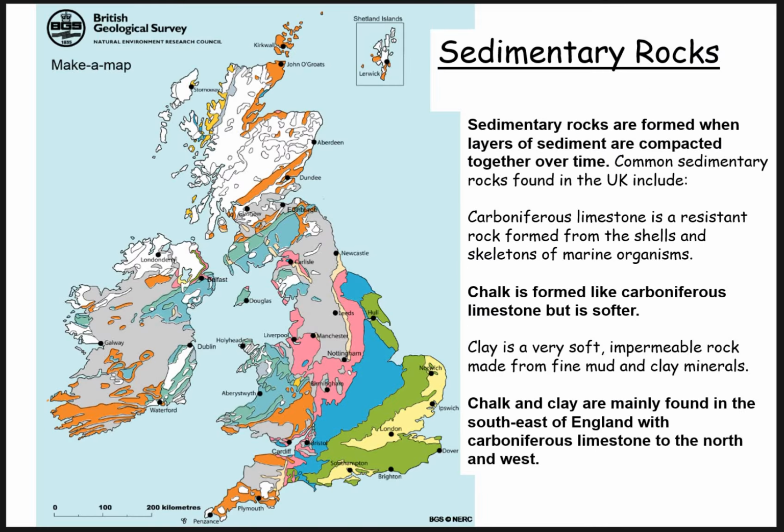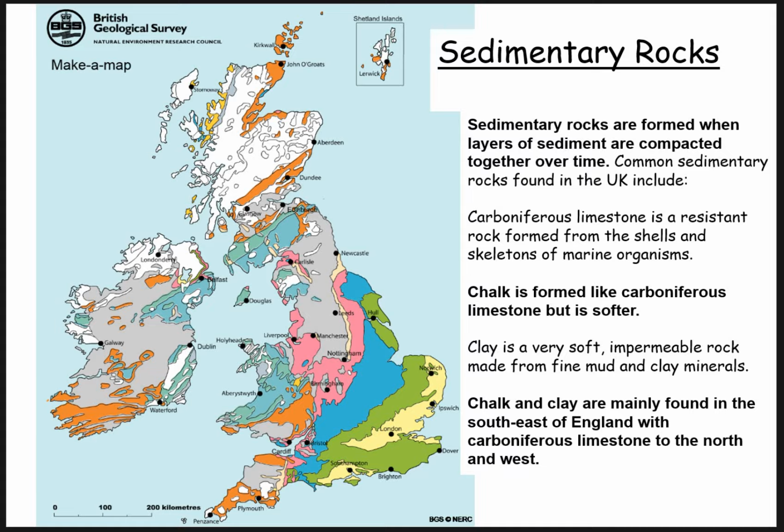Although these are all sedimentary rocks, they do behave differently. Chalk is softer than limestone, but harder than clay. And because chalk is permeable, rainwater can soak through it. That's why chalk landscapes often contain dry valleys and springs.